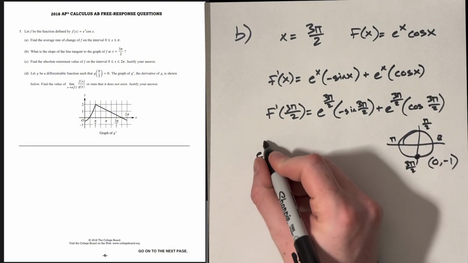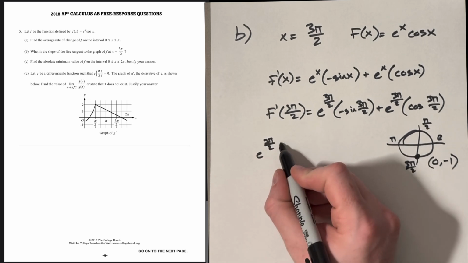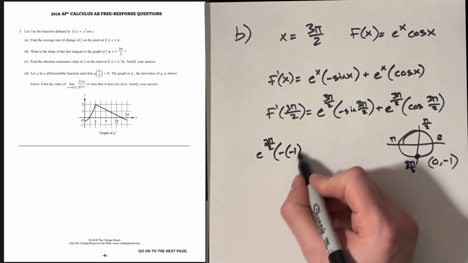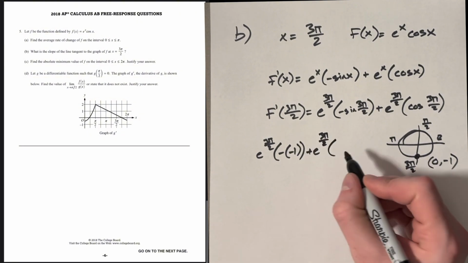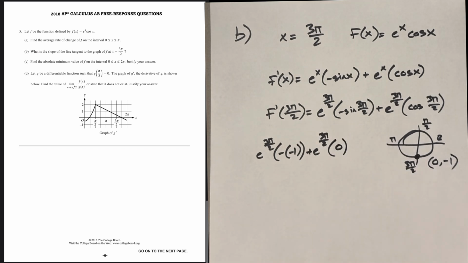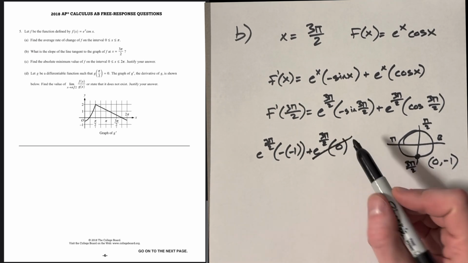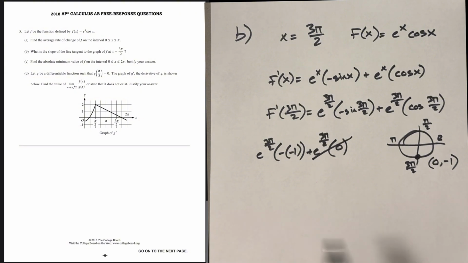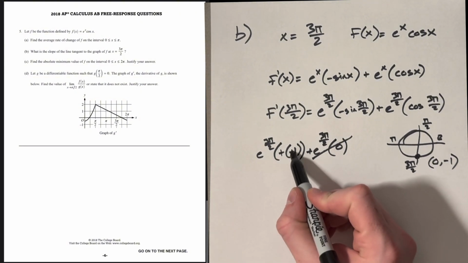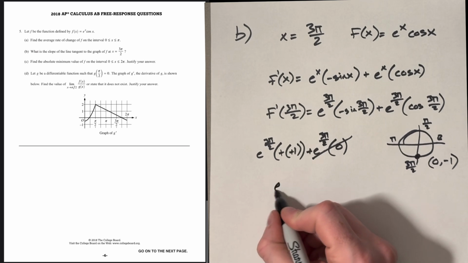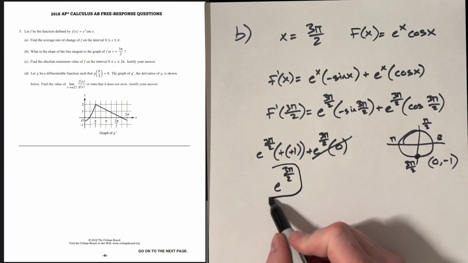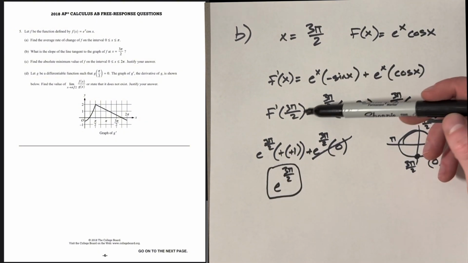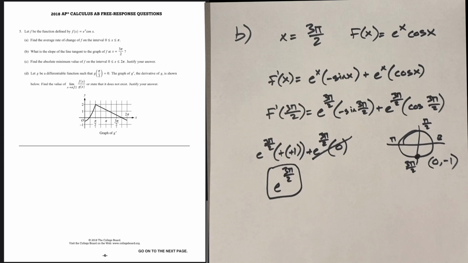So plugging these in, I get e to the 3 pi over 2 times negative 1 plus e to the 3 pi over 2 times that cosine of 3 pi over 2, which is just 0. So that whole term just goes away, which is really helpful. Now for this first term, these negative signs cancel out, and we are just left with e to the 3 pi over 2, which is our derivative of the function at 3 pi over 2, which represents the slope of our tangent line at the point.